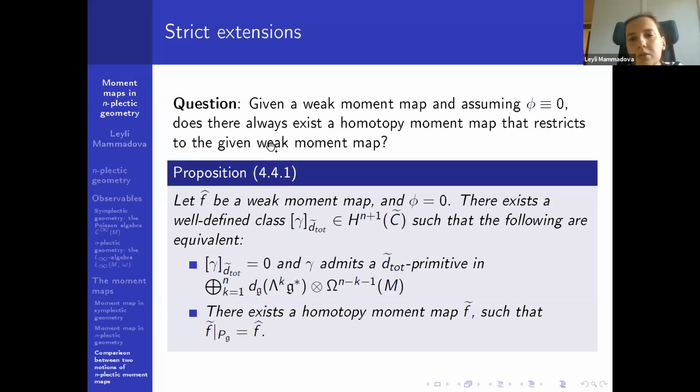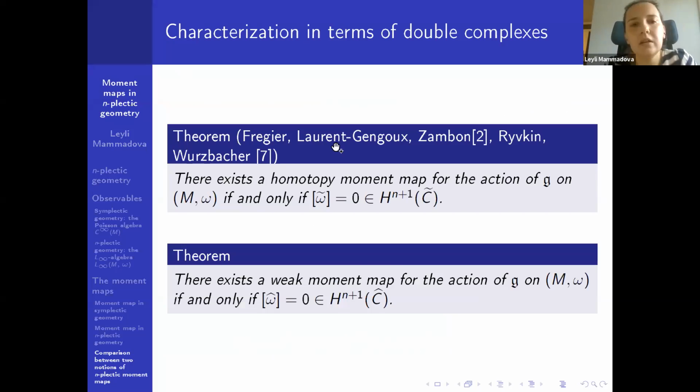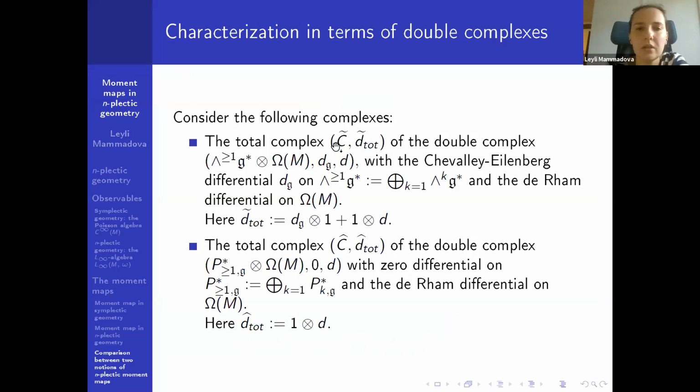Does there exist a homotopy moment map extending a given weak moment map? And the answer is, if a certain class in a certain complex vanishes and has a primitive in a certain space. So this is not as concise as the first existence result. And to explain what these classes are, I will just go back to this slide and tell you a little bit about what's happening.